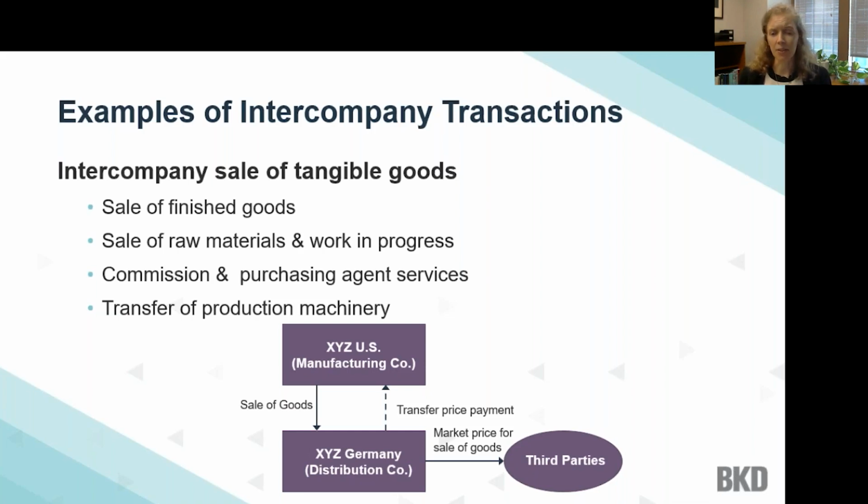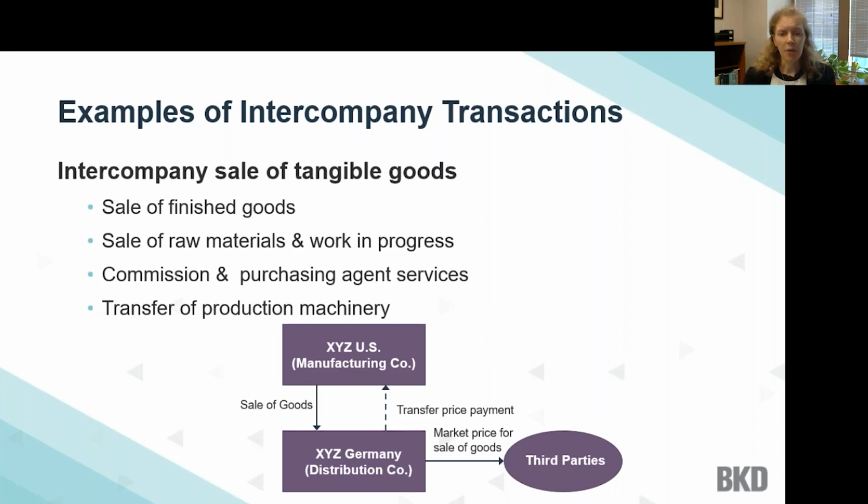That doesn't really make a difference in the transfer price. What we're really concerned about is the payment that the German distribution company pays to its related US manufacturing company. And that's what a transfer pricing analysis determines. What is that appropriate payment?